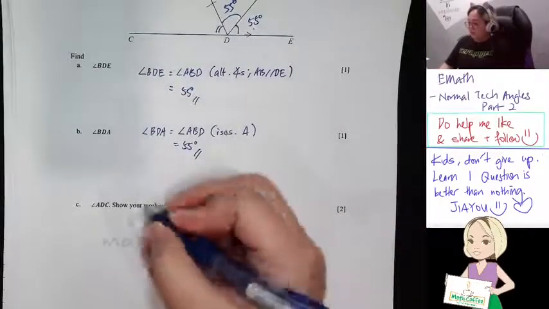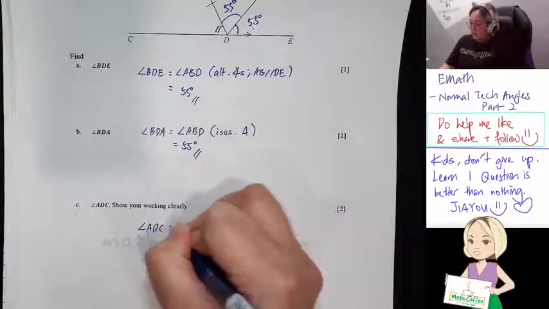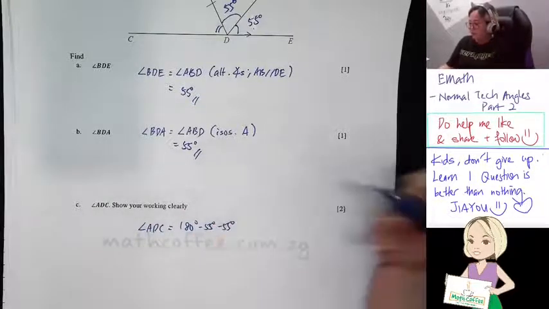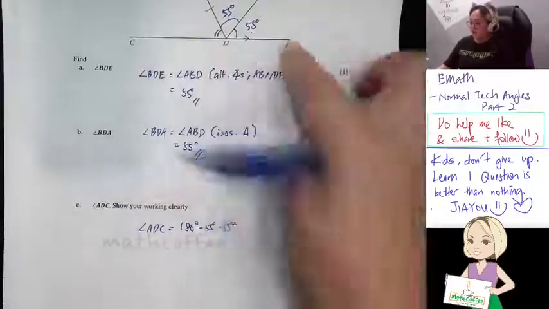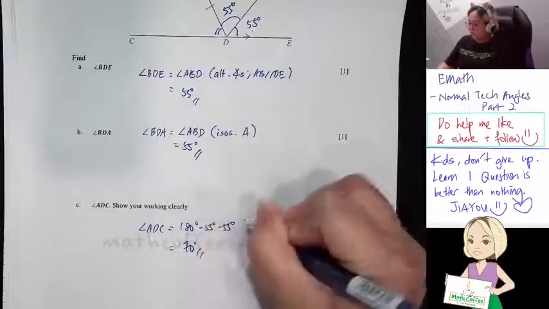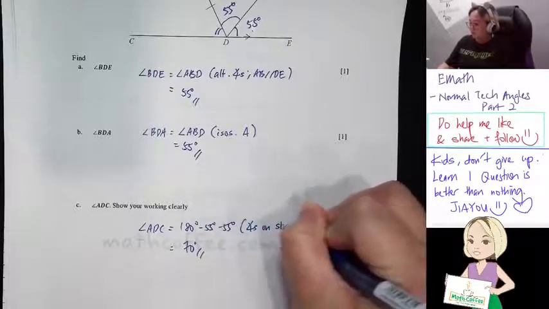Let me show you, ADC. So I will say angle ADC is equal to 180 degrees minus 110 degrees, so it will be 70 degrees. The reason: angles on a straight line.